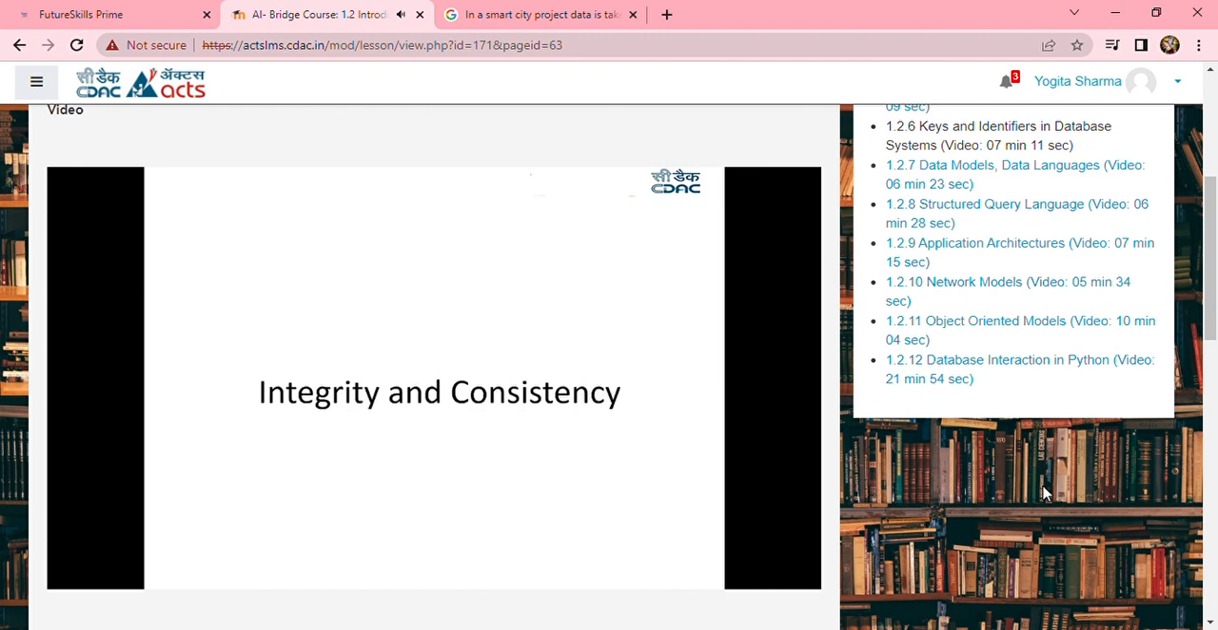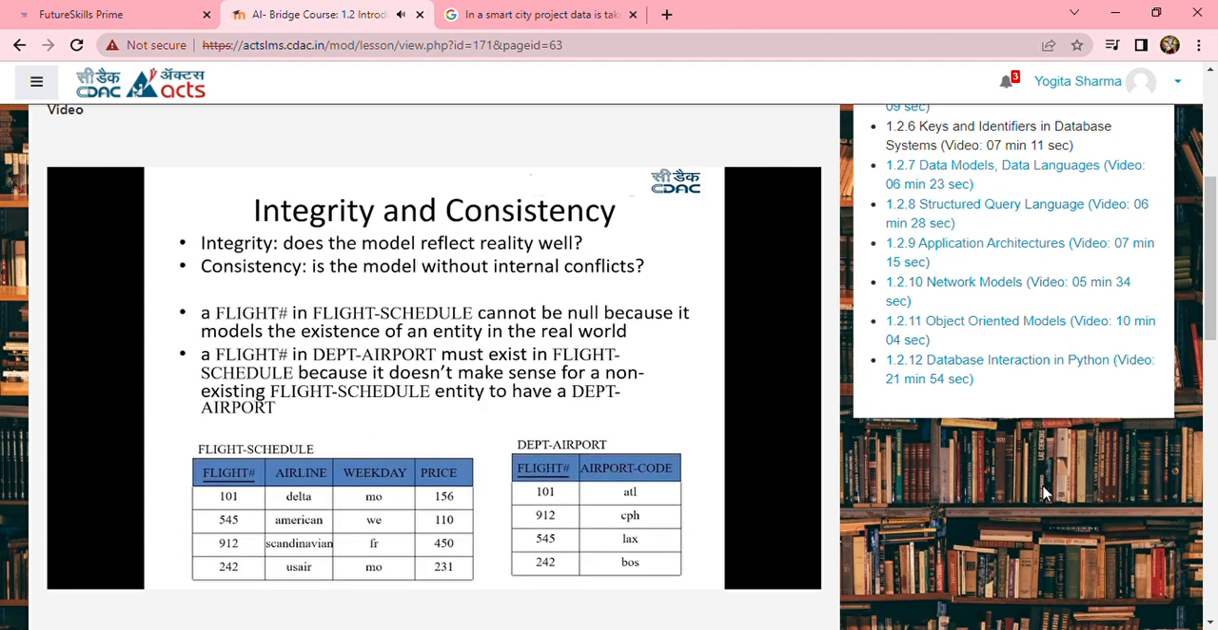Now, coming to the next terminology, which is called integrity and consistency. Integrity is the factor of the model reflecting reality, whereas consistency is the model without internal conflicts. Integrity talks about the interconnectivity of the columns. So a flight schedule cannot be null, because it models the existence of an entity in the real model. And in the same way, there should be consistency, a common sense of capturing the data.